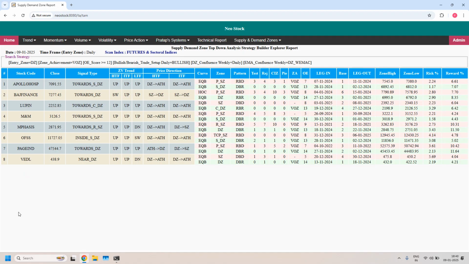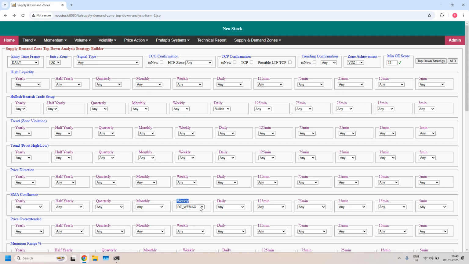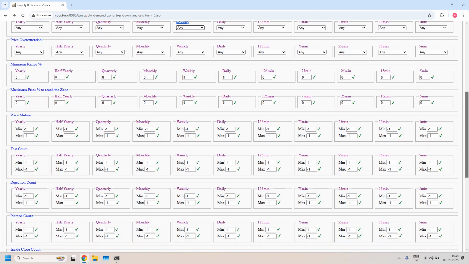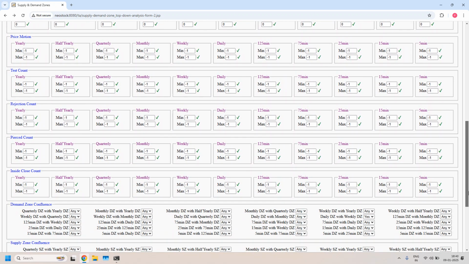Next, let us look for LTF, ITF, HTF and then HTF EMA confluence. The next filter is LTF, ITF, HTF demand zone confluence. First I have to remove the EMA filter because this is an ITF filter. We want the HTF filter later. So in the demand zone confluence, we need to set 3 filters.